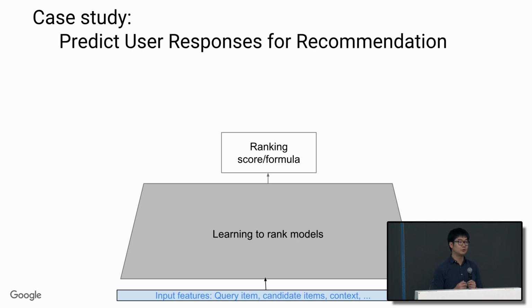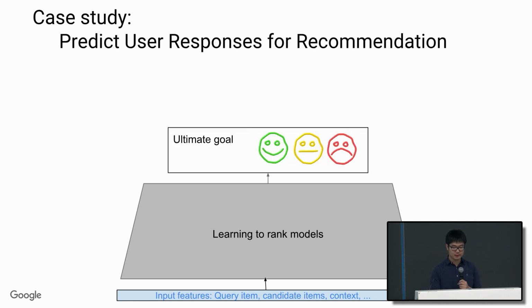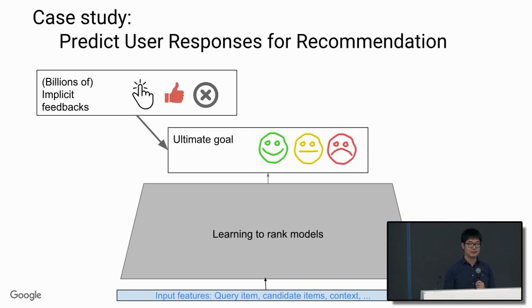So coming back to the recommendation and ranking problem, what we really want to do is to provide a ranked list of items that users are interested in. So the ultimate goal is actually to predict users' interests. However, because our model requires a large quantity of training data, what we are using is called implicit feedback, which is users' activity or logs, such as click, like, dislike, and dismissal. We have billions of them, so we can train complicated deep neural network models.